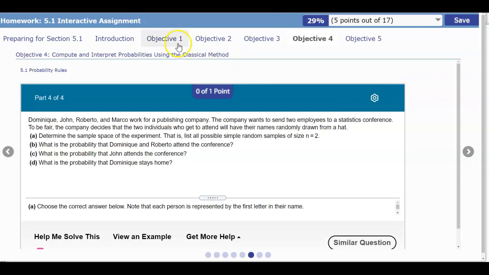Section 5.1 Interactive Assignment, Objective 4. Dominique, John, Roberto, and Marco work for a publishing company. The company wants to send 2 employees to a statistics conference. To be fair, the company decides that the 2 individuals who get to attend will have their names randomly drawn from a hat. So for part A, we want to determine the sample space of the experiment. That is, list all possible simple random samples of size n equals 2.